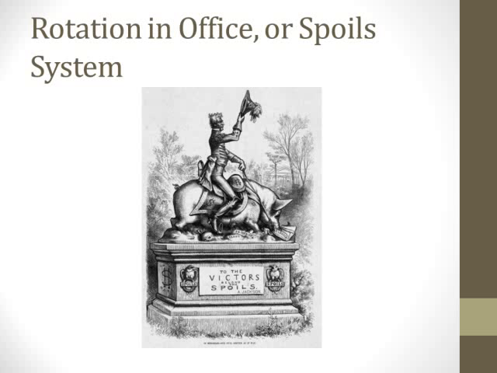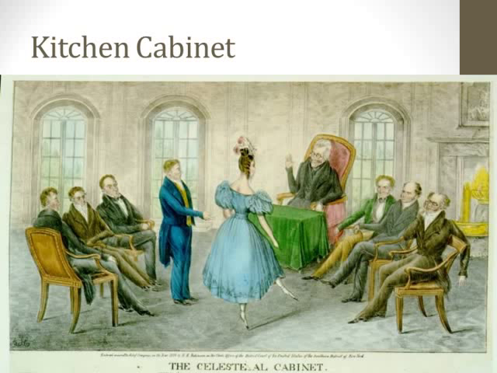Wonderful. You also have the kitchen cabinet. You guys familiar with the kitchen cabinet? Where he had his friends give him advice rather than his official cabinet. And people also said this was unconstitutional because he should have used his cabinet that was appointed by the Senate and not just some random people, thus showing that Jackson might in fact be a dictator.